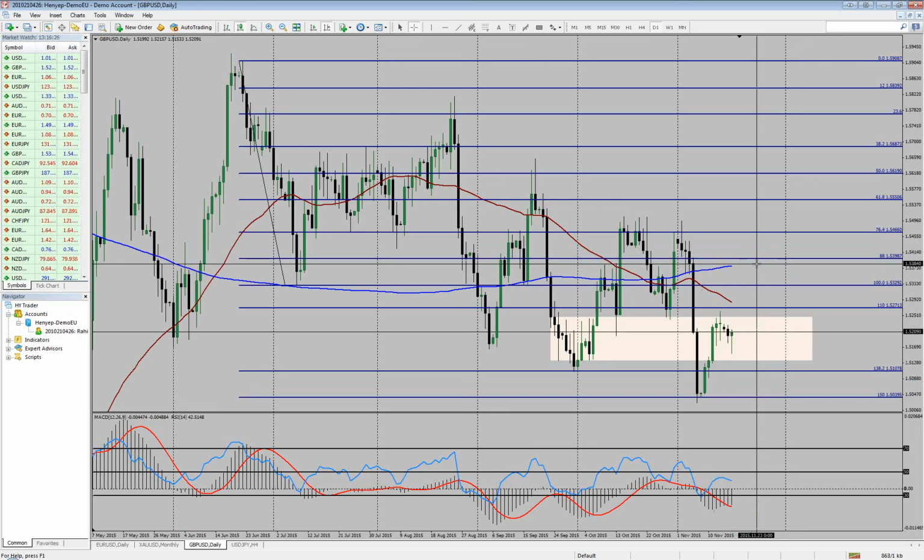I would put my target a little below it at the 1.5385 zone, which is going to be very close to the 200-day simple moving average as well. So if you are going to be long in the pair, go long above the 1.5225 level and aim for the 1.5390 zone. This is for GBP/USD.